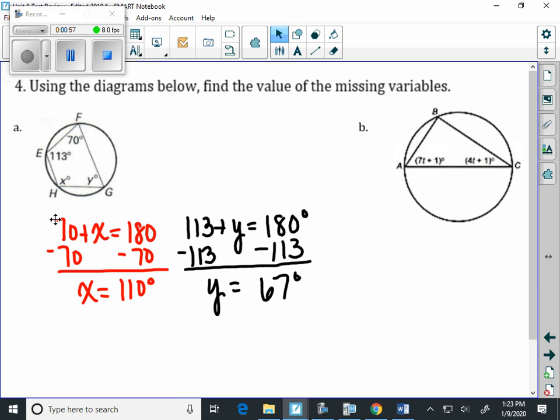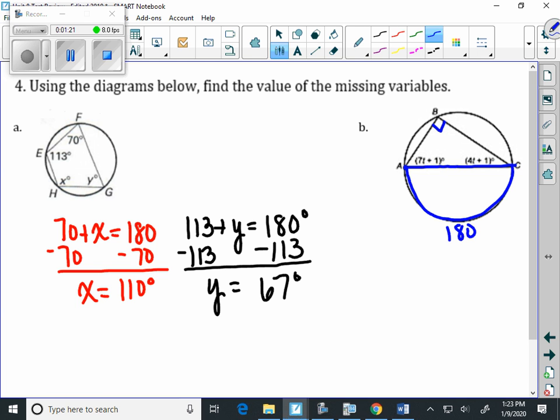On letter B, we have an inscribed triangle. And the thing about the inscribed triangle, once again, is that this angle right here is a right angle. You can notice that this is a diameter of the circle, which means that this is 180 degrees. And the measure of an inscribed angle is half the measure of the intercepted arc, which is 90, if you can't remember that rule.